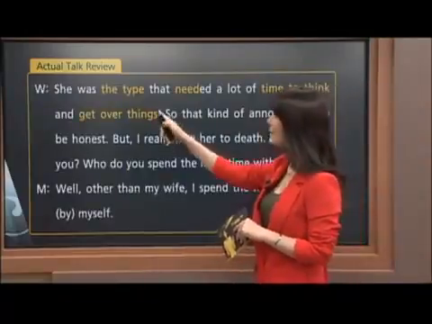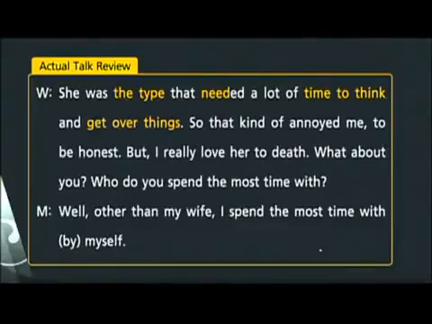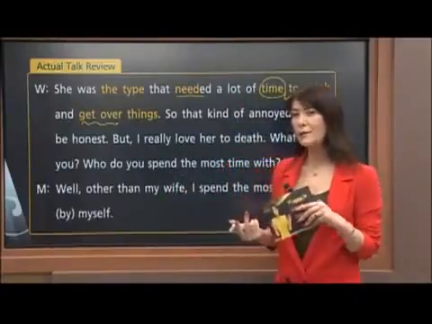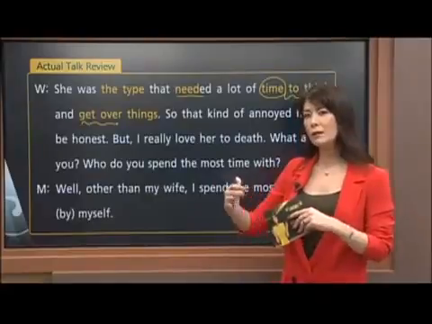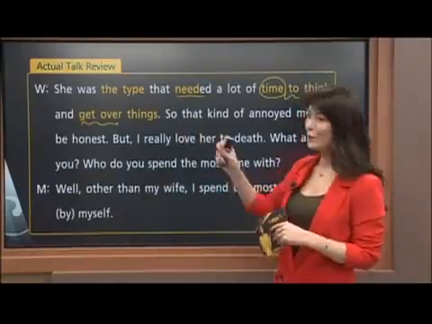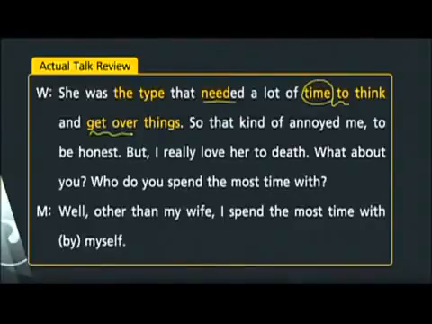Moving on, and she says she was the type that needed a lot of time to think and get over things, okay? Need time to something. So she needed time to think and get over. Get over in this case means to overcome something, recover from something. So if there was a problem, it took her a long time to overcome that problem, get over problems. So that kind of annoyed me, to be honest, she says. But she says, but I really, really love her to death, meaning I really, really treasure her.